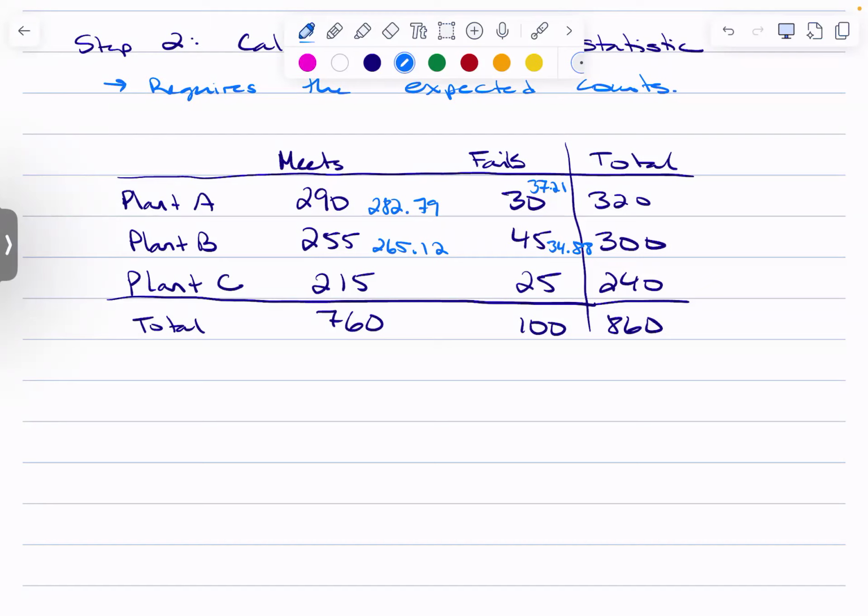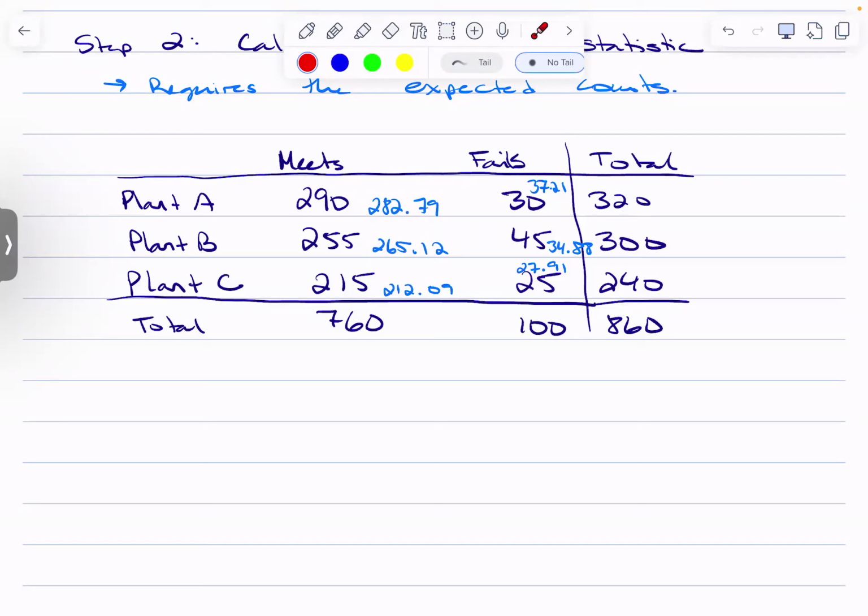240 times 760 divided by 860. 212.09. And finally, 240 times 100 divided by 860. 27.91. We did some rounding, but these expected counts should roughly add to the total. If you've done some rounding, you can be a little bit lenient, but right, don't round too much.